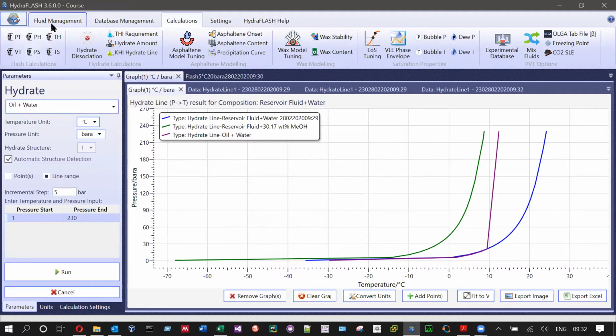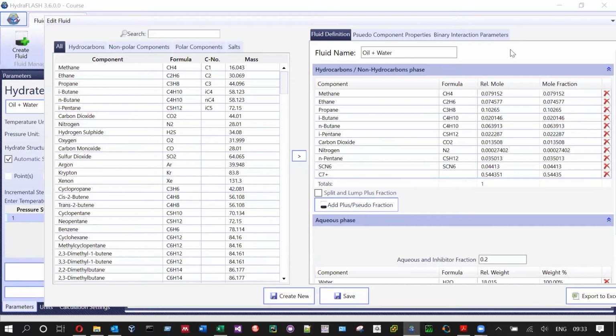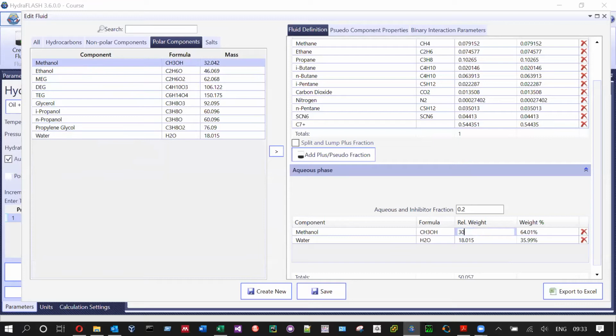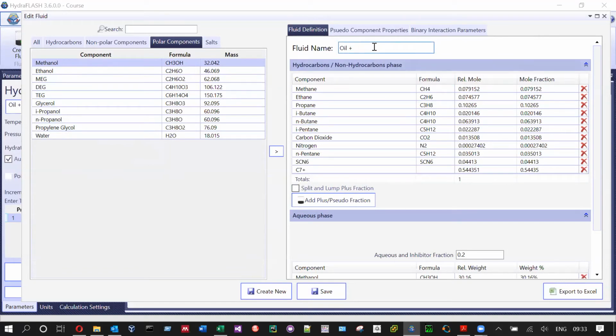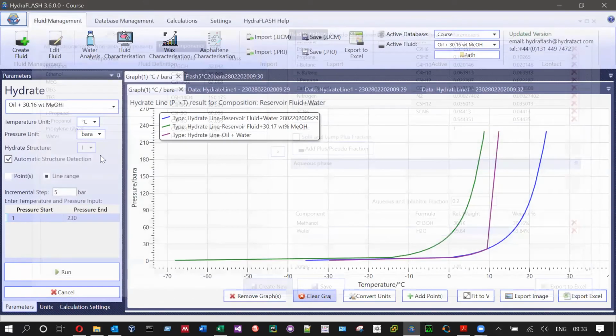I need to add methanol as well to see how much the difference will be, because we had methanol in the system as well. So methanol again, and then 13.16, 69.80. Okay, 1684. That's 100, and then I change the name, plus 13.16 weight% methanol, and create a new composition, and then perform the hydrate phase boundary again.